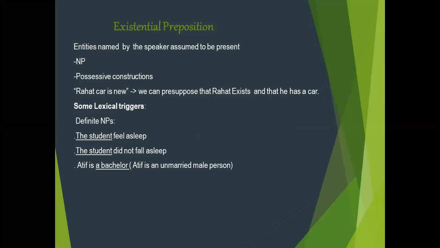Existential presupposition. The existence of an entity is named by the speaker and assumed by the presence of the entity. Example: Rat is a car, from which we can presuppose that Rat has a car, from lexical features.